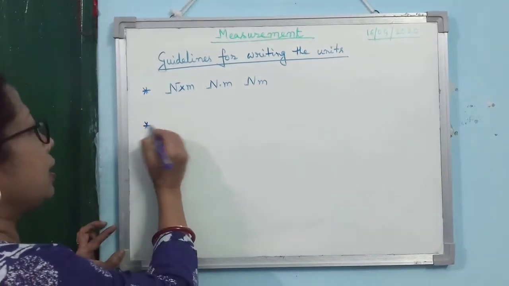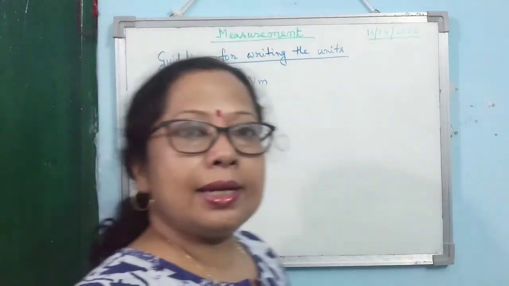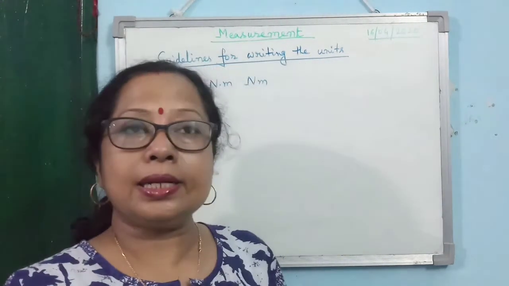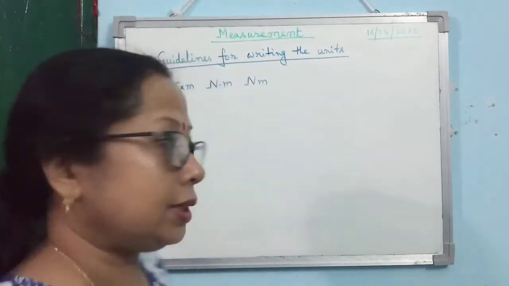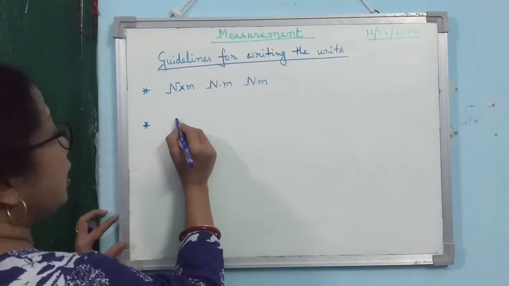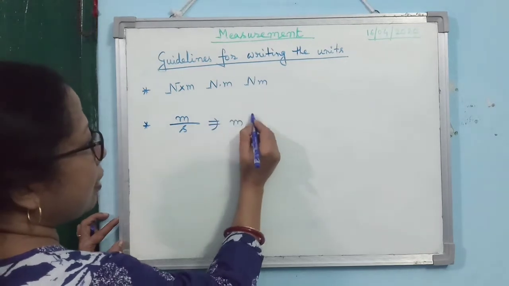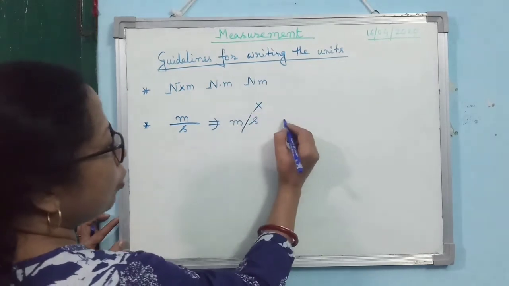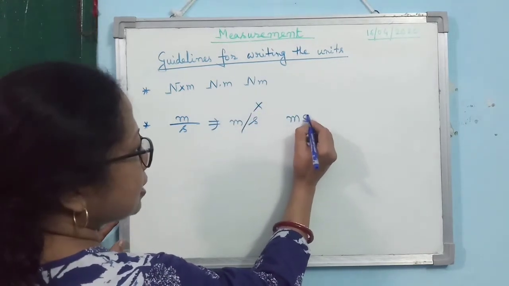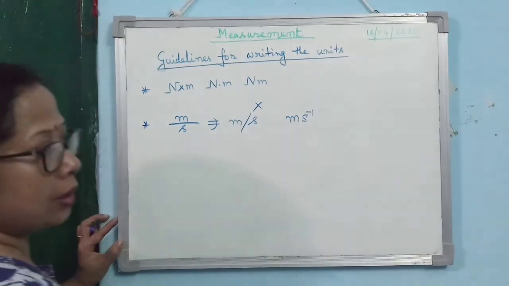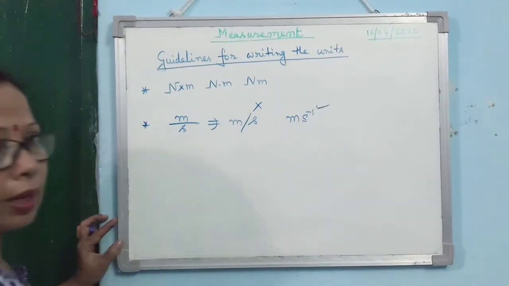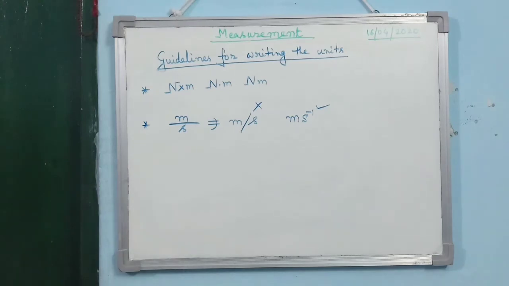Then the next one. If any compound unit is one quantity divided by another quantity, just consider velocity. It is meter per second. Then instead of writing meter per second, we prefer to write it as a negative power of the unit, meaning m s to the power minus 1.